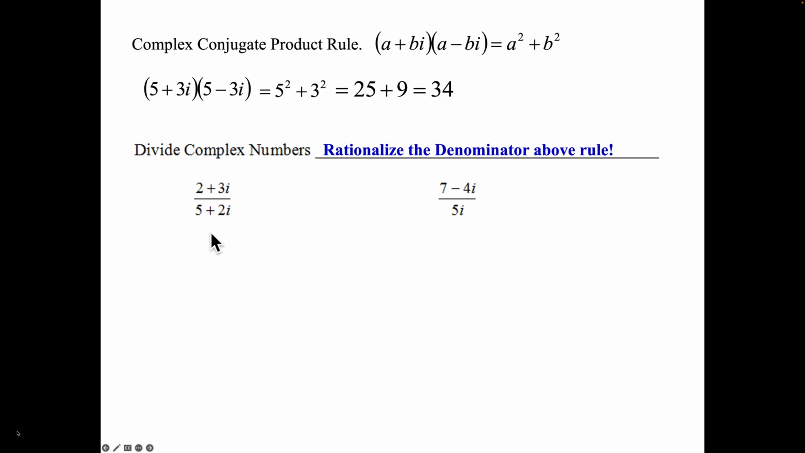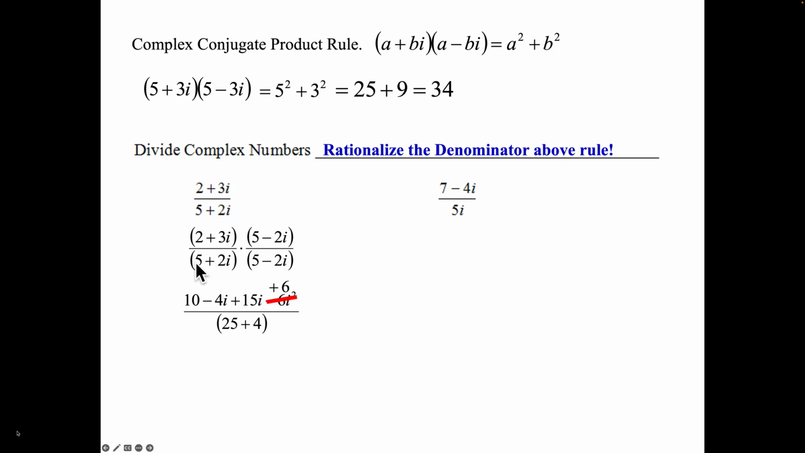So multiply the denominator by its complex conjugate cousin: 5 plus 2i, multiply top and bottom by 5 minus 2i. That will remove all the i's from your denominator. So you will FOIL the top: 2 times 5 is 10, 2 times negative 2i is minus 4i, 3i times 5 is plus 15i, 3i times negative 2i is minus 6i squared, which will become plus 6 because the negative 1 times the minus 6 changes it to a positive.